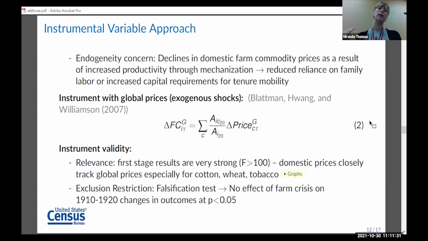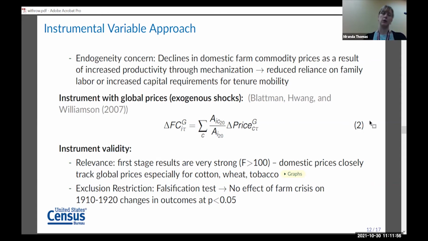For example, we might see declines in domestic farm commodity prices as a result of increased productivity through things like mechanization, which reduce the reliance on family farm labor or increase the capital requirements for tenure mobility, which in turn could reduce tenure mobility or delay marriage. So to help with that, I instrument that domestic price measure with a global price index for these commodities created by Blattman, Huang, and Williamson.